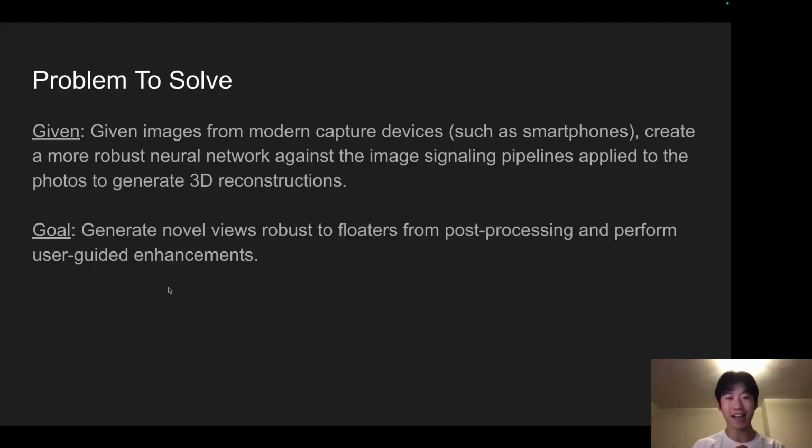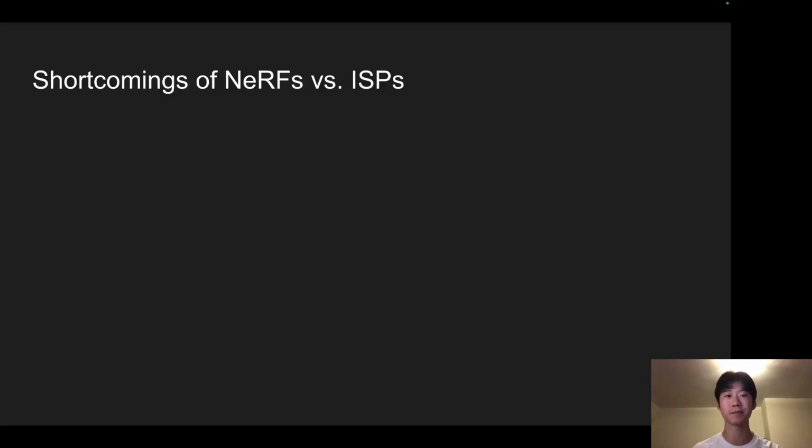Now, how does this all relate to neural radiance fields and 3D scenes and so forth? The problem these authors address is that if you're given images from a modern capture device like a smartphone, they want to create a more robust neural network against the ISP pipelines applied to the photos, and use that to generate much more accurate novel views, robust to the floaters from the post-processing, and also maybe perform some user guided enhancements. So now we'll see what that means and how the bilateral grid helps in that case.